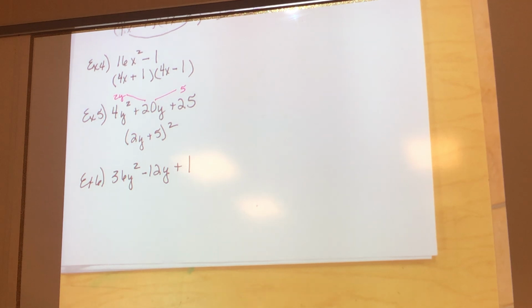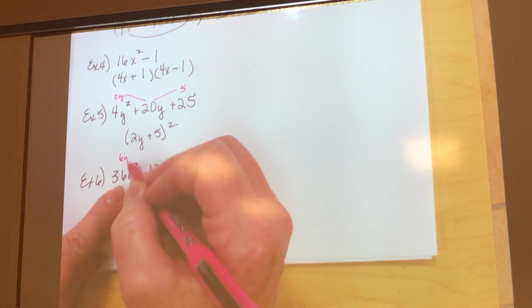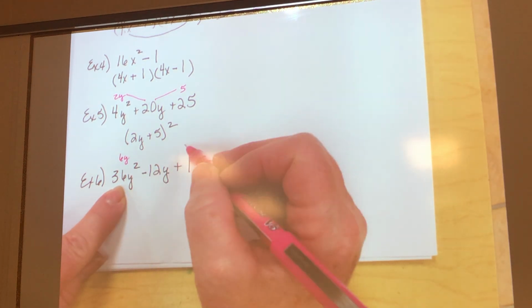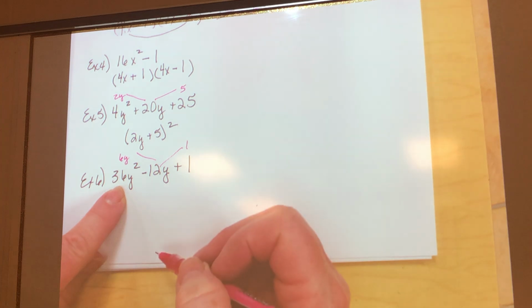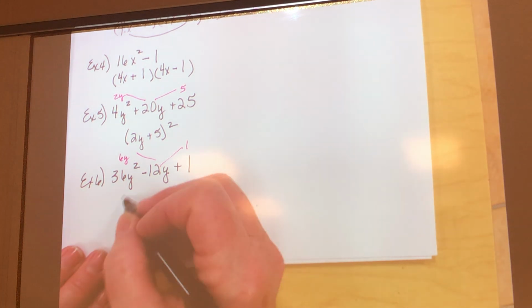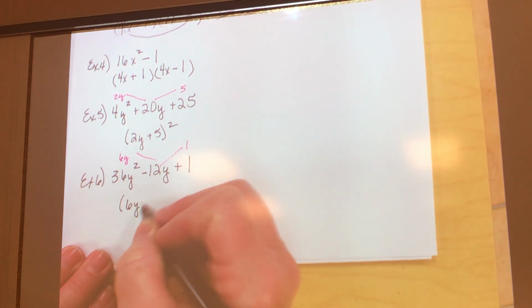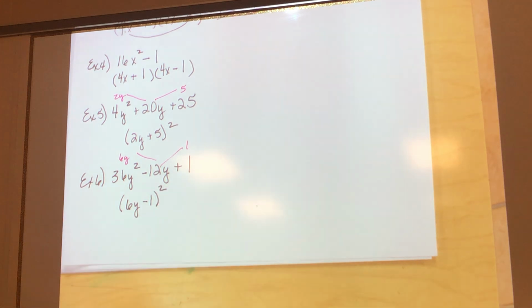Okay, you got it? Can you take anything out? No. Is it special? Yes. What is it the perfect square of? 6y. What's it the perfect square of? 1. Is it twice their product? Yes. What does it factor into? 6y minus 1 squared. Very good. Good job, guys.